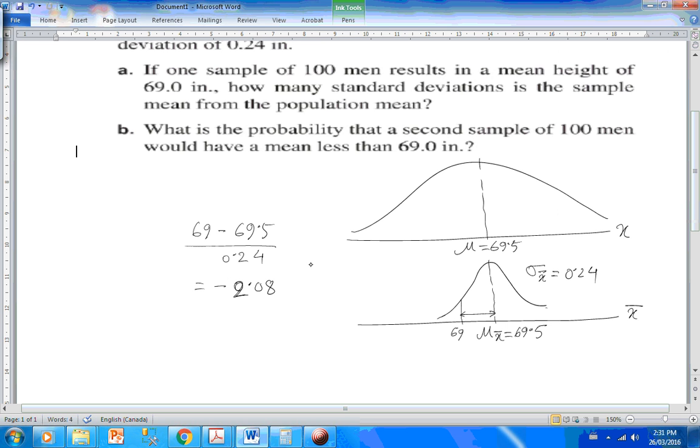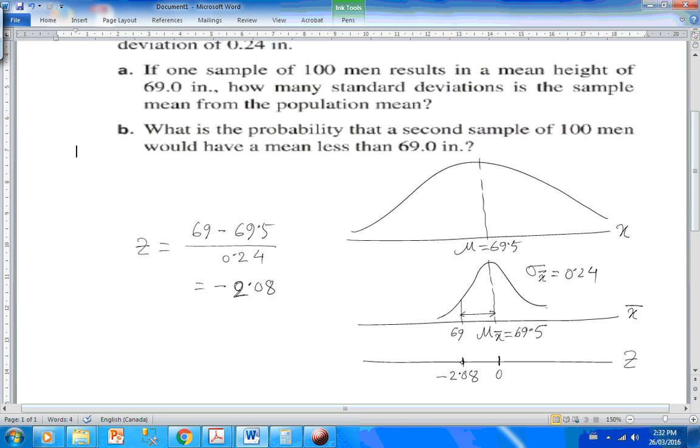Notice that this is actually a z value, because the definition of z was how many standard deviations away an observation is from the mean under that distribution. So I can view 69's equivalent z value as negative 2.08, and we know that the z value of the mean is always 0, because the mean is exactly 0 units away from the mean itself.